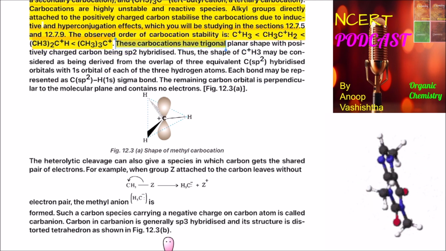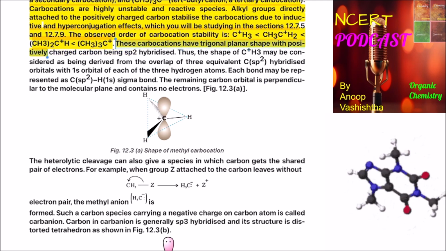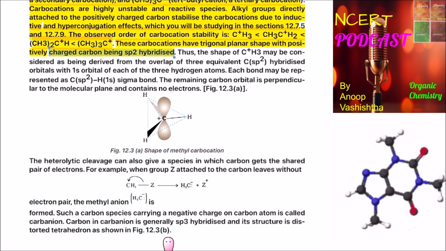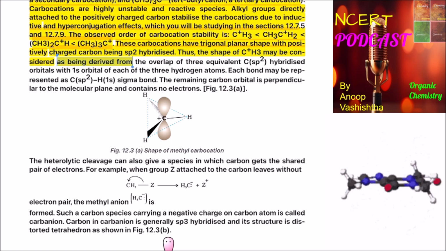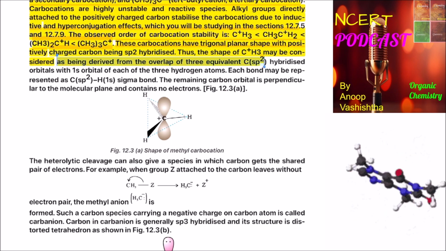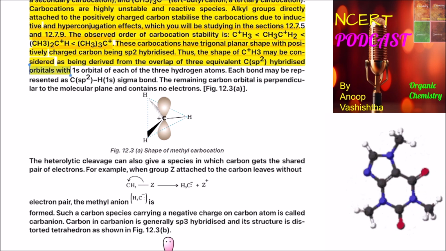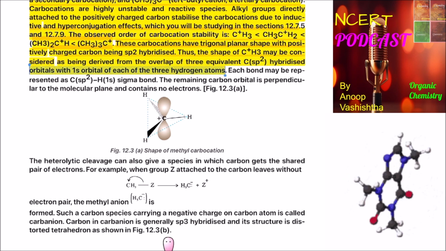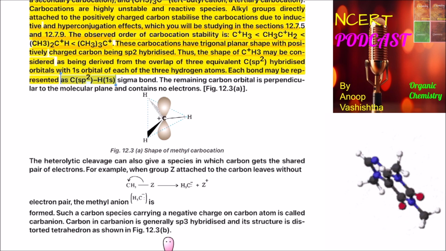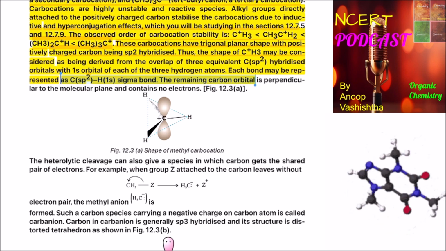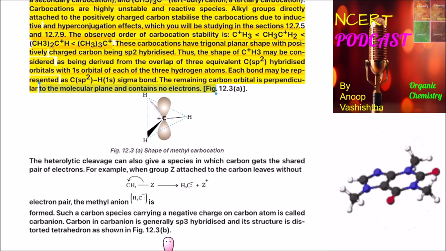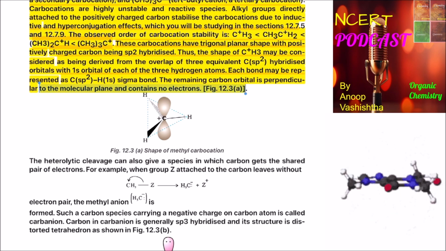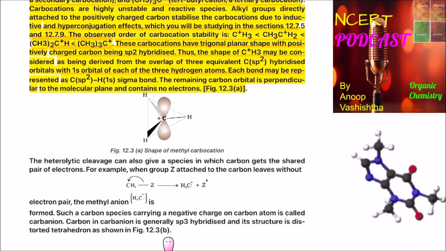These carbocations have trigonal planar shape with the positively charged carbon being sp2 hybridized. Thus, the shape of CH3+ may be considered as being derived from the overlap of 3 equivalent C sp2 hybridized orbitals with the s orbital of each of the 3 hydrogen atoms. Each bond may be represented as a C sp2-H 1s sigma bond. The remaining carbon orbital is perpendicular to the molecular plane and contains no electrons. Figure 12.3a. Shape of methyl carbocation.